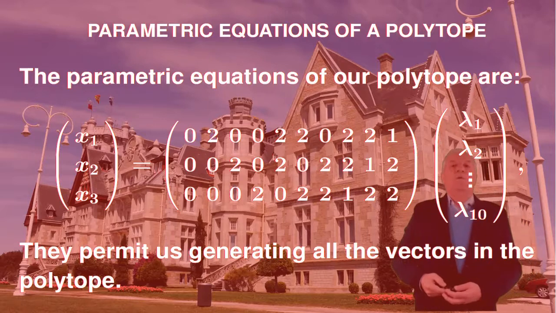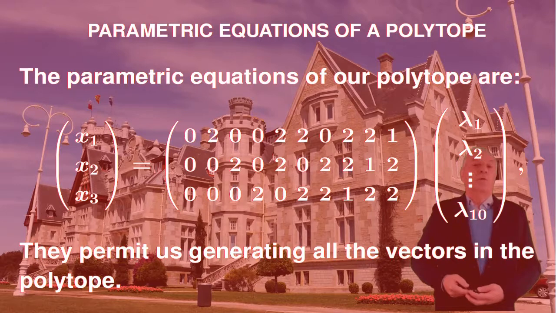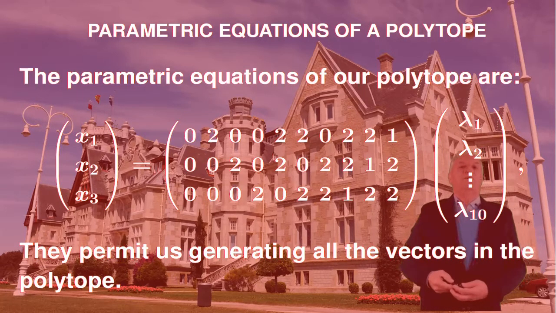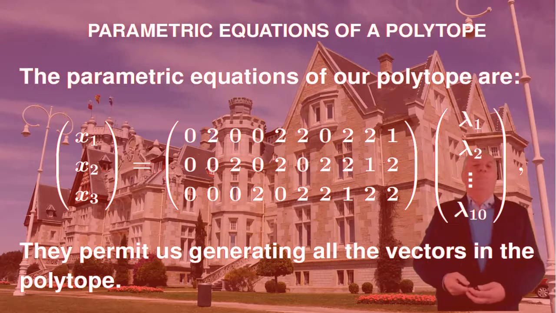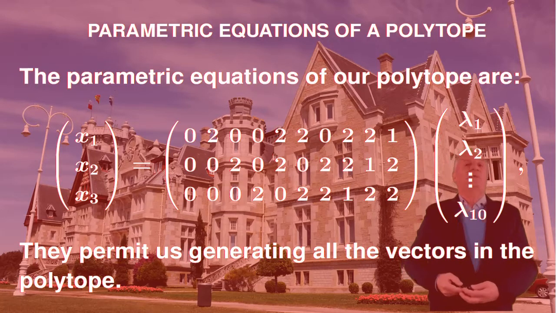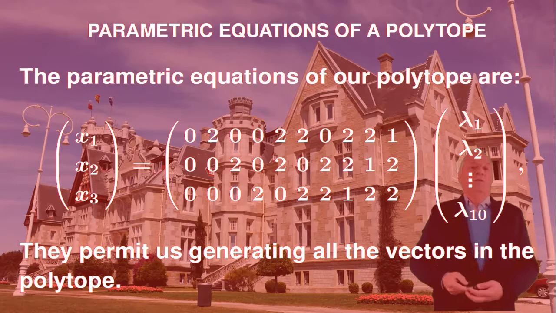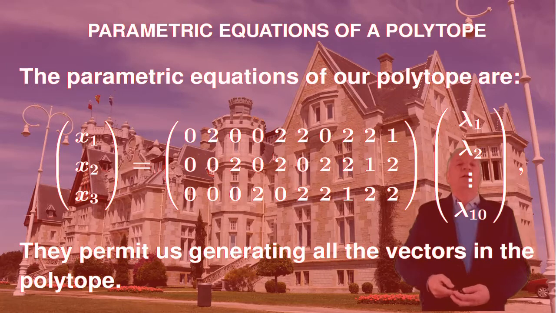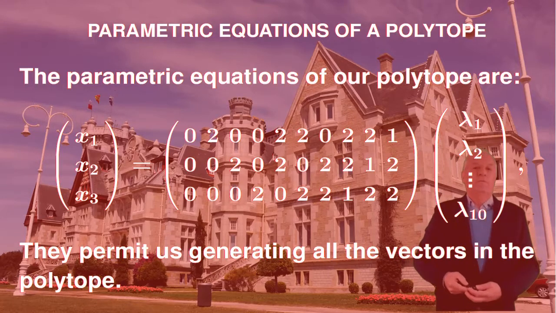We know that in this way we obtain all polytope vectors or points and only them. Thus, this equation is the parametric equation of the polytope and has as parameters the lambda values, one of them redundant because it can be obtained from the rest of them. It permits us generating all the vectors in the polytope.